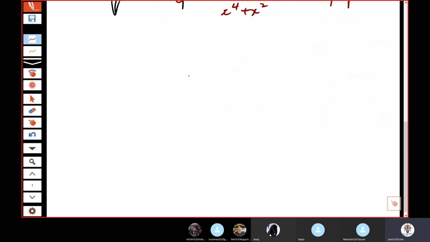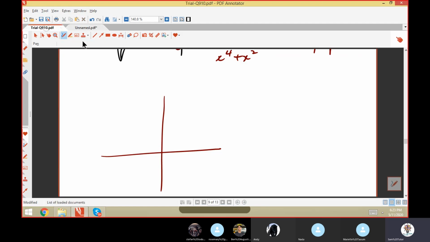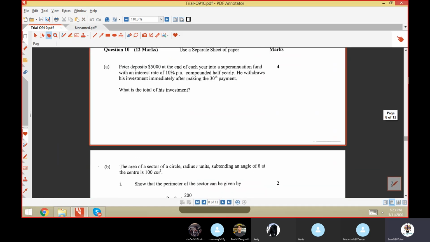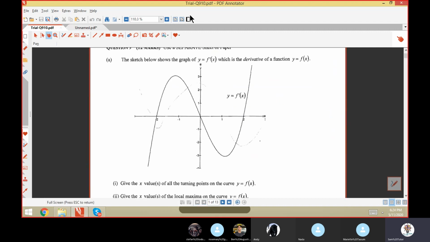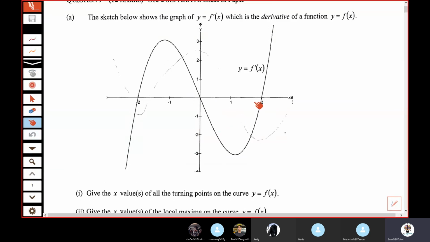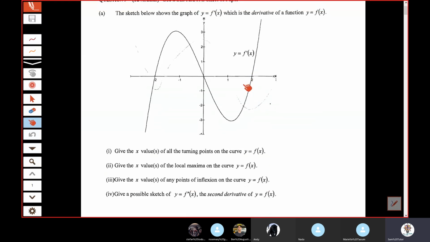Let's go with something like this. This should give us a better response. Actually, I have a question ready for you guys. Question 9s and 10s from trial papers, which means the last ones. Here. You guys are going to answer these four. The sketch below shows a graph of y equals f dash, which is the derivative of the function y equals f of x. And then I give the x values of all the turning points of y equals f of x. Then I give the local maximum points of inflection of f of x. So it's up to you.